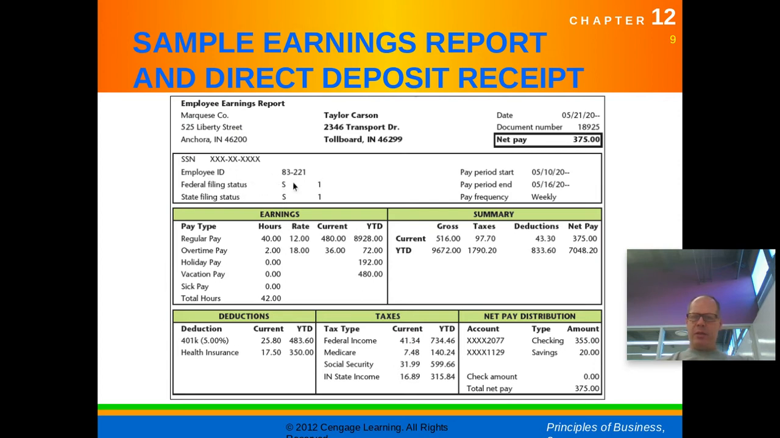These two things are important to know: the federal filing status and the state filing status. S stands for single. So when you start a job, you're going to fill out a form. It's called a W-4 form, and we'll fill it out later in the chapter. But you have to say whether you're filing as a single person or a married person. And then this number is the number of deductions.